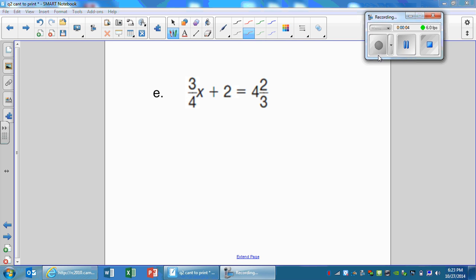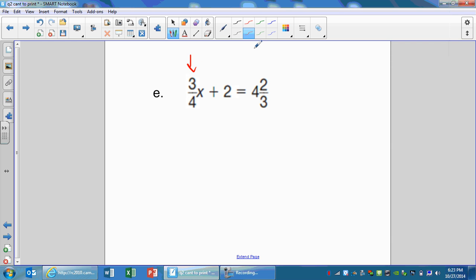Good evening. If you are struggling with E, F, G, any of them that are fractions like this, watch me do this one and that should help you on the rest. So I have a coefficient and I have a constant, and we always want to get rid of the constant first. So the inverse operation of add 2 is subtract 2. So I would subtract 2 from both sides.